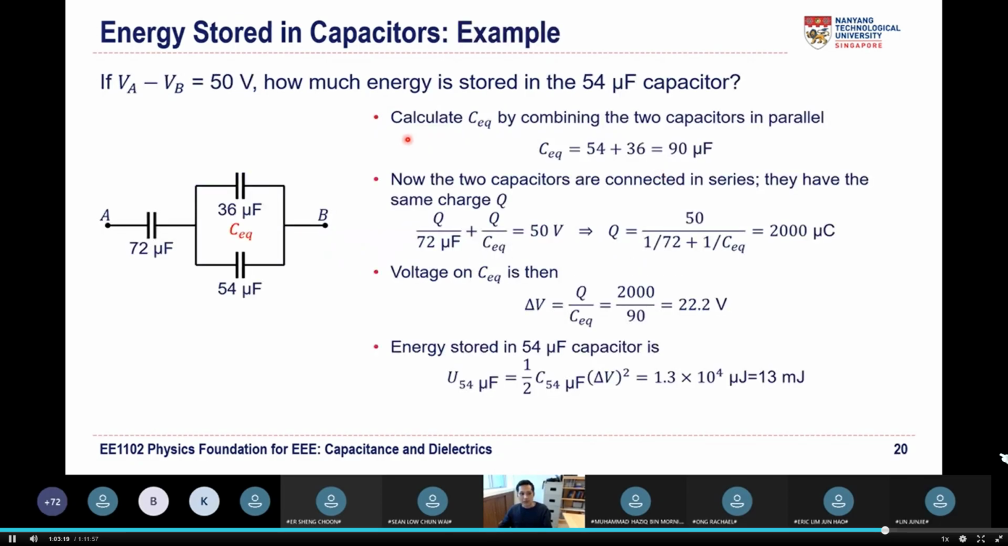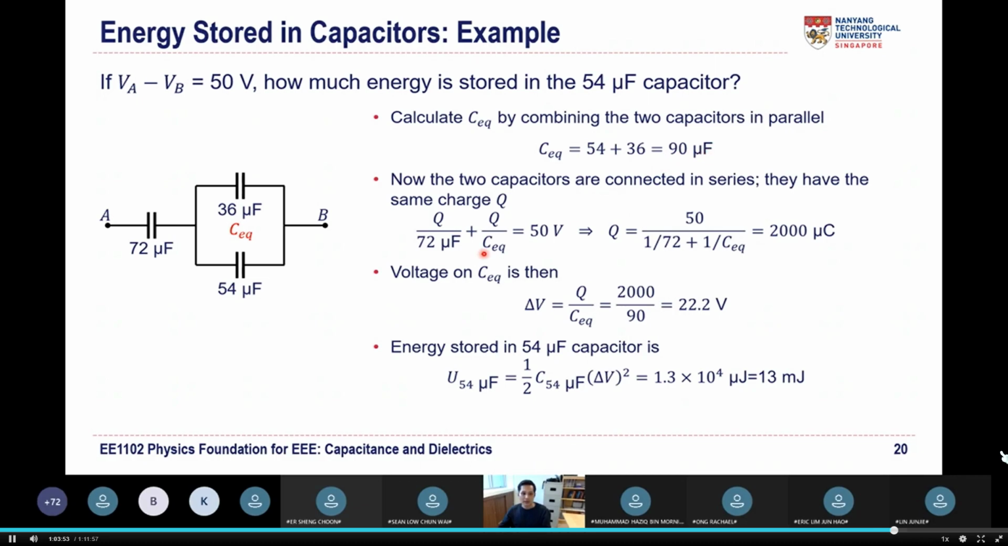So we take another example. Let's say we apply an electric potential of 50 volts across A and B. How much energy is stored in this 54 microfarad capacitor? What do you first need to do? You first need to calculate the equivalent of these two by combining the two capacitors in parallel. So these are in parallel, so how do you combine them? Just add them together. So the equivalent is going to be 90 microfarad.